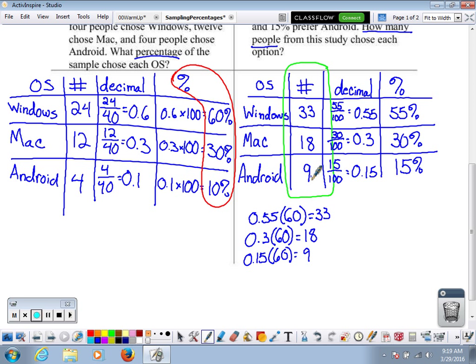So I have 33 people chose Windows. 18 people chose Mac. And 9 chose Android. Okay, take another time out.